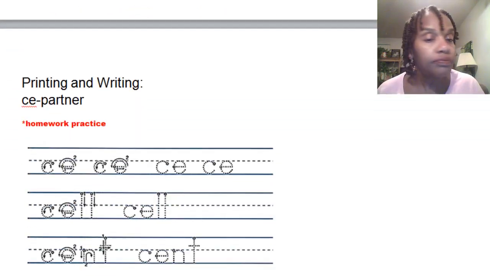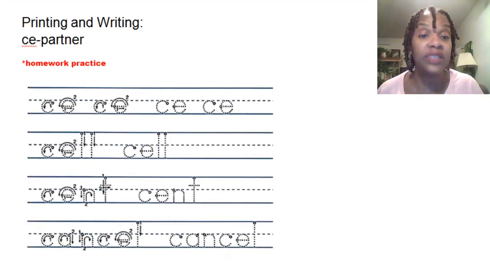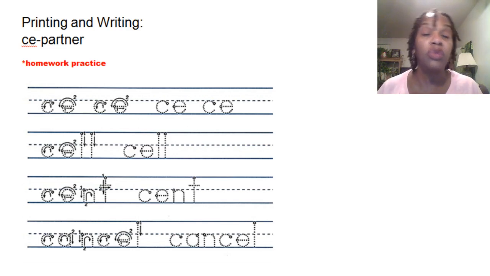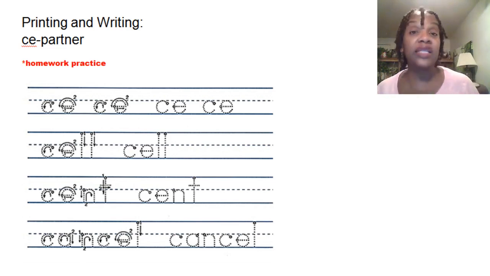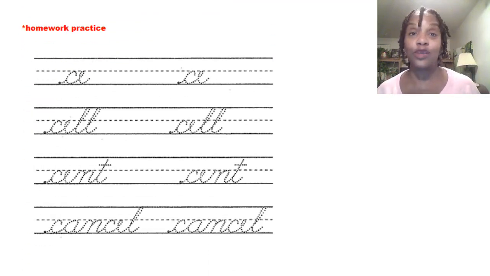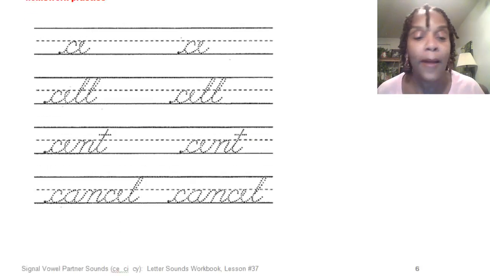Moving right along. More homework, and this is just the printing or the writing part of the homework, where you're going to take this sheet in your homework packet, and you're going to practice tracing the CE partner, and then you're going to write the three words that feature the CE sound. This is for all three levels. This is for levels 1, 2, and 3. And for levels 2 and 3, you're just going to take it to the next level, so to speak. And you're going to do this one more time, but you're going to do this exercise in cursive. Okay? Good job.